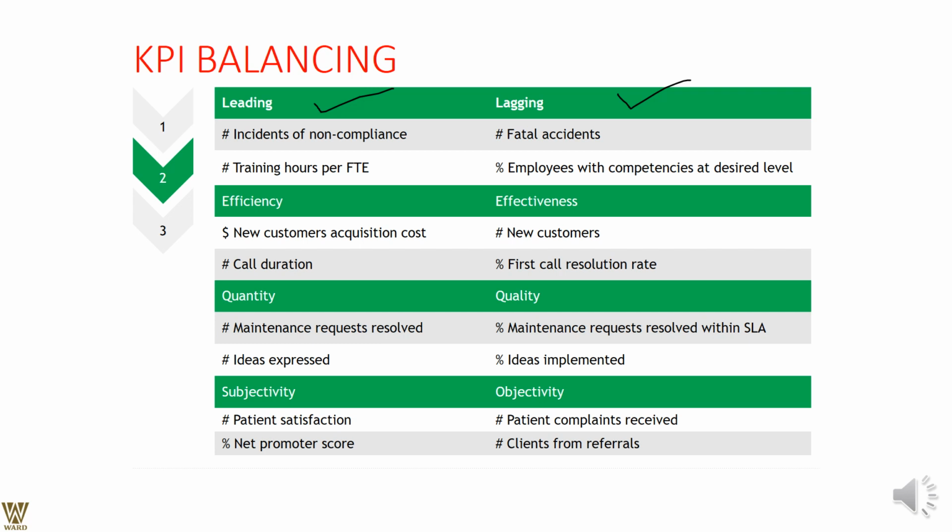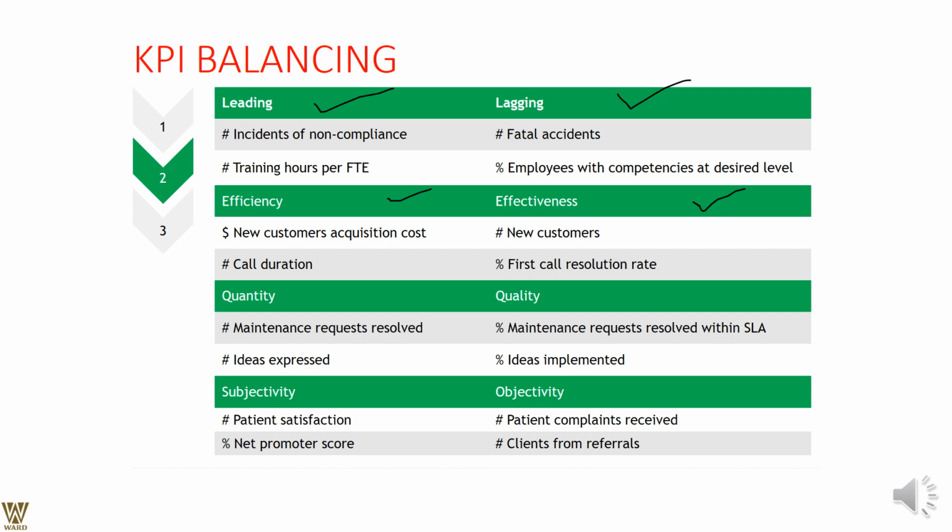The leading indicators are the incidents of non-compliance. It will tell you whether you are ahead of the curve or far behind the curve. Training asks for FTE, full-time employees, that we're talking about. Lagging indicators would be after an accident has occurred. It might be detrimental altogether. Employees with the competencies at desired level. We talk about efficiency, the new customer acquisition cost and the call duration cost, and the effectiveness, the new customers and the first call resolution, as effective as you possibly can be.